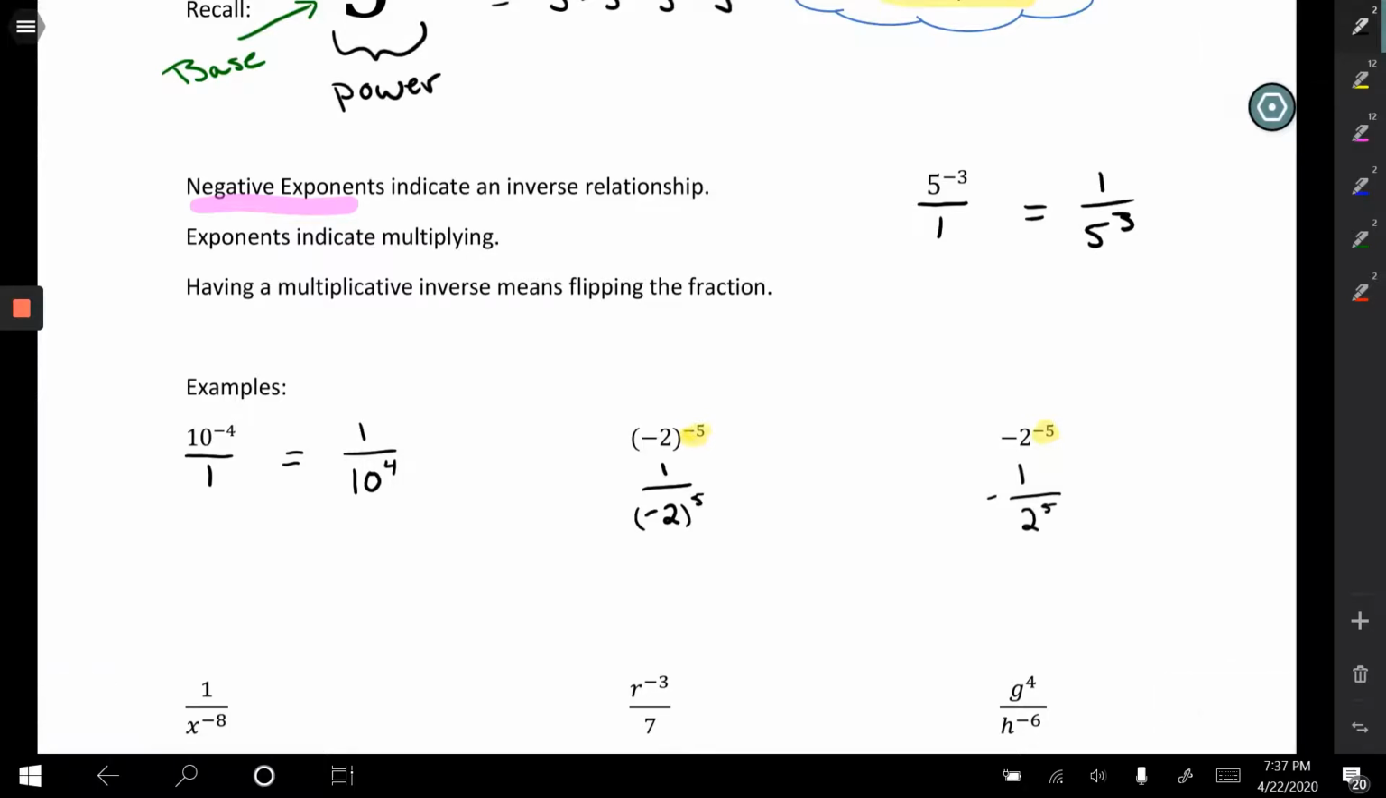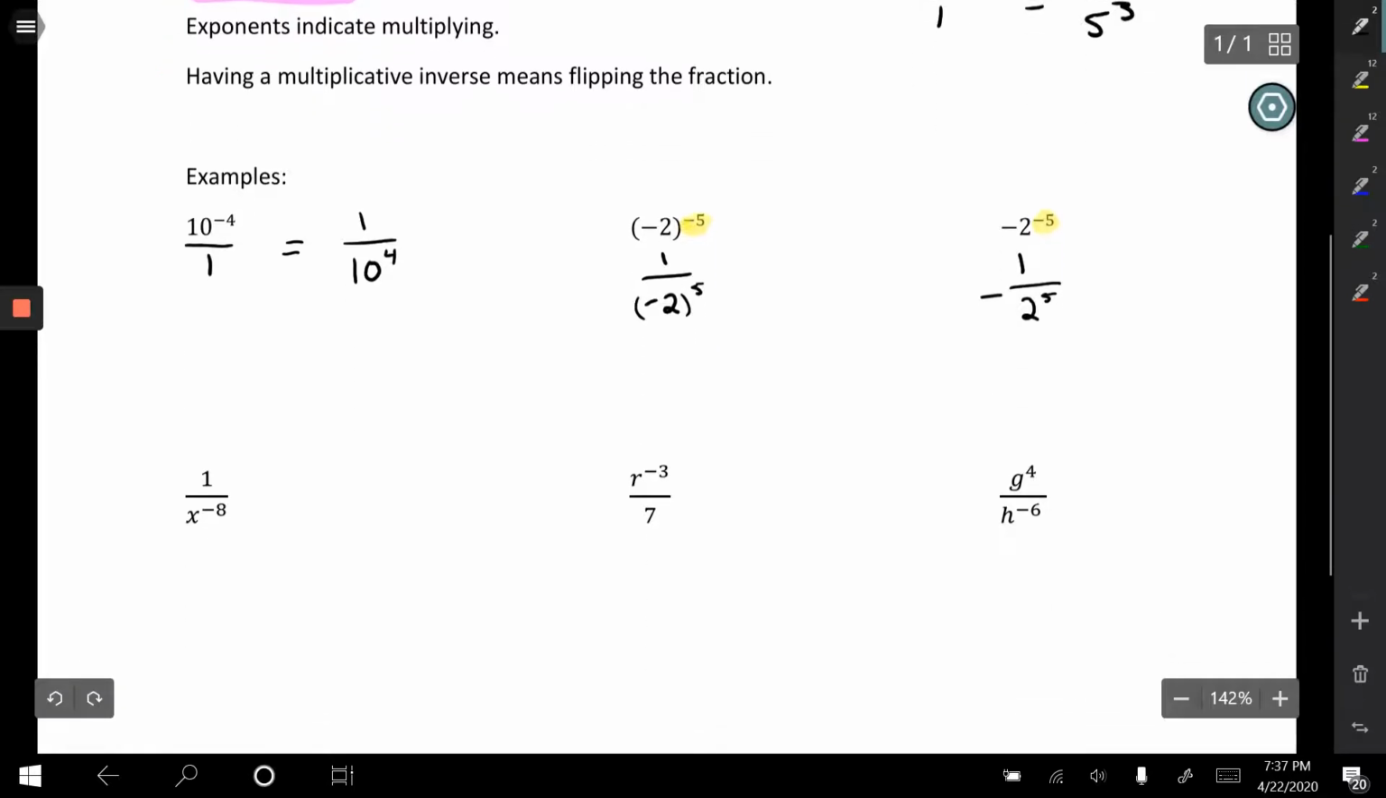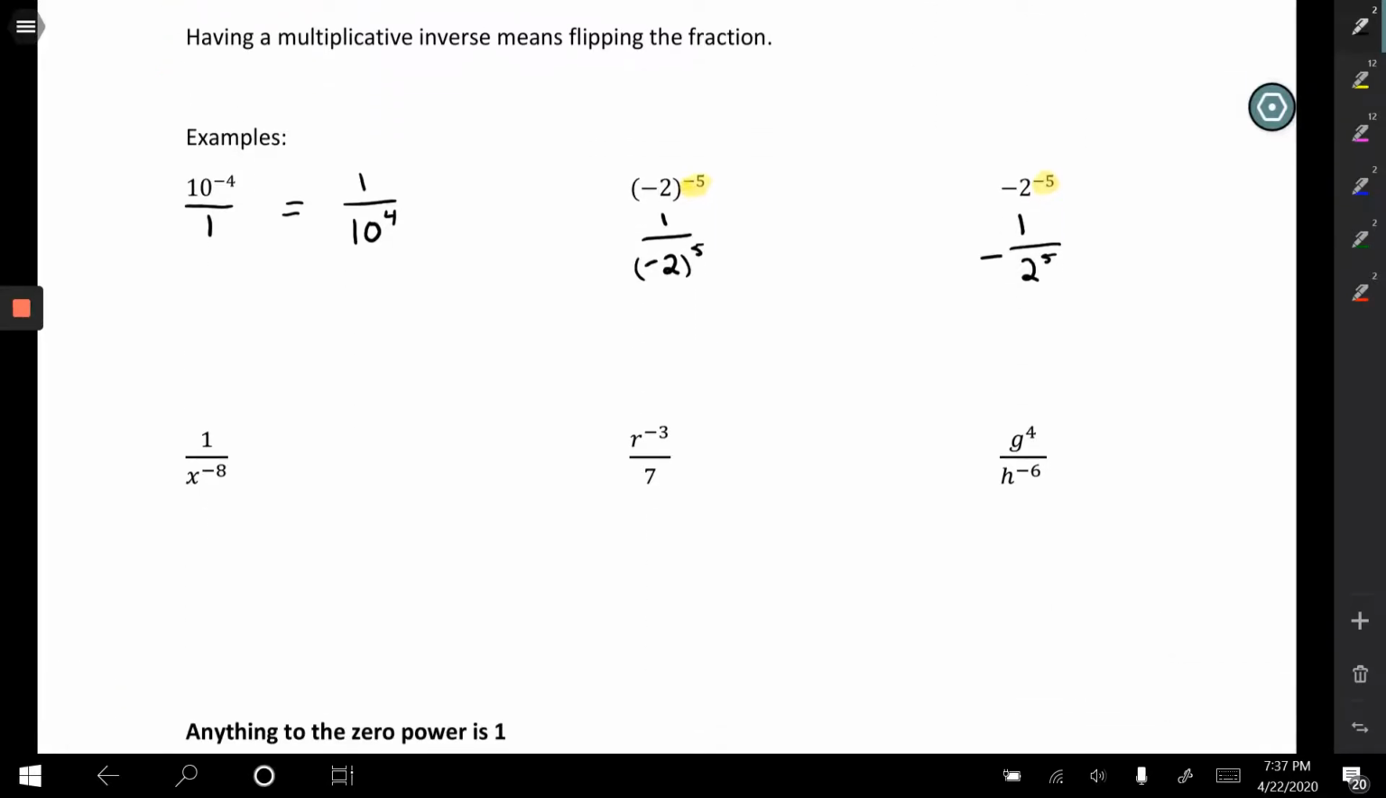Okay, so the negative is still part of the problem, but it's not part of the power. So it's just going to hang out there on the front all by itself. Okay. Now, what happens if my negative exponent is on a power that's already on the bottom of the fraction?